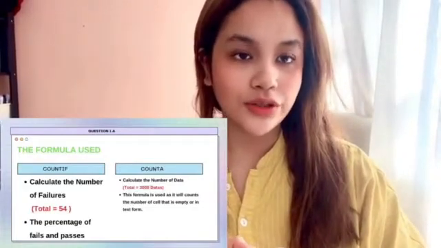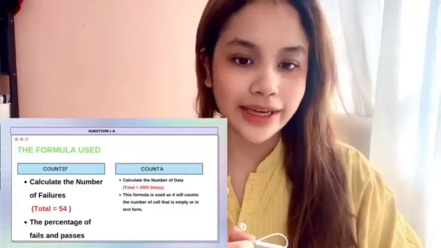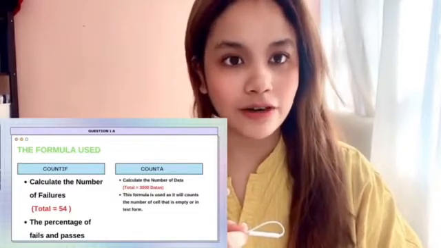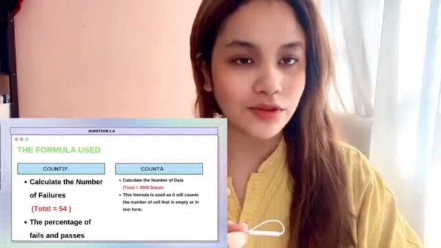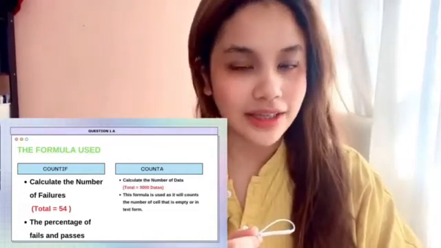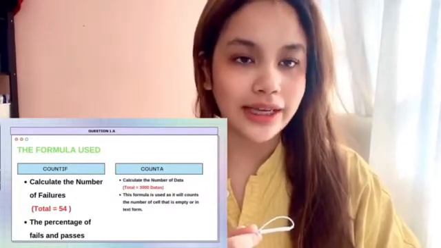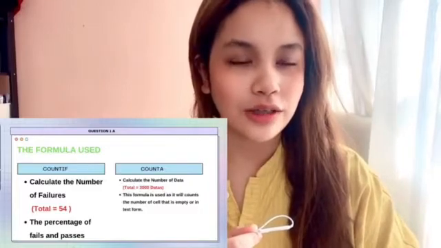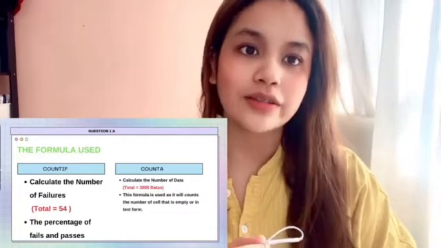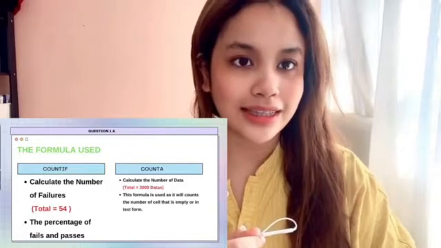The t-test worksheet was used to calculate all of the questions under number 1A. There are two formulas used here. Firstly is the COUNTIF formula for the number of failures, which is equivalent to 54, to calculate the percentage of fails, which is equivalent to 2%, and also to calculate the percentage of passes, which is equivalent to 98%. Next, we also use the COUNTIF formula to calculate the number of data, which is equivalent to 3,000 data.